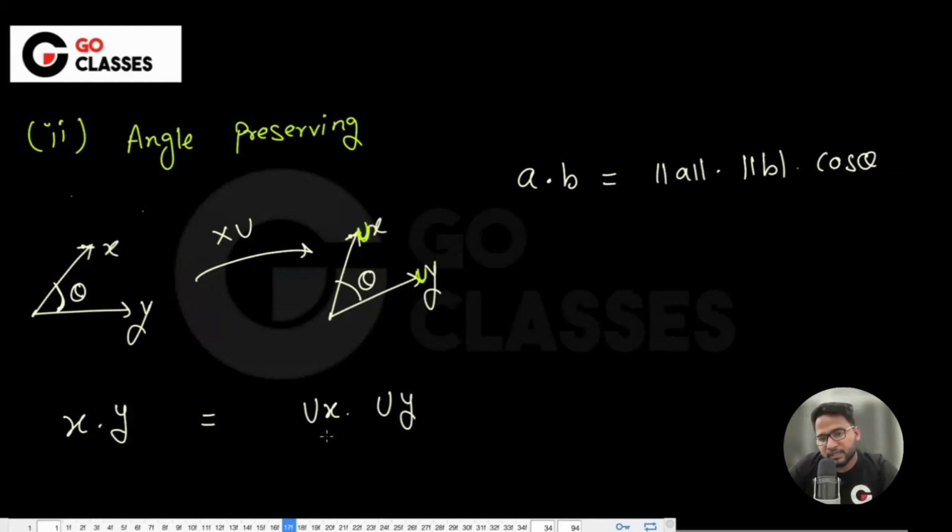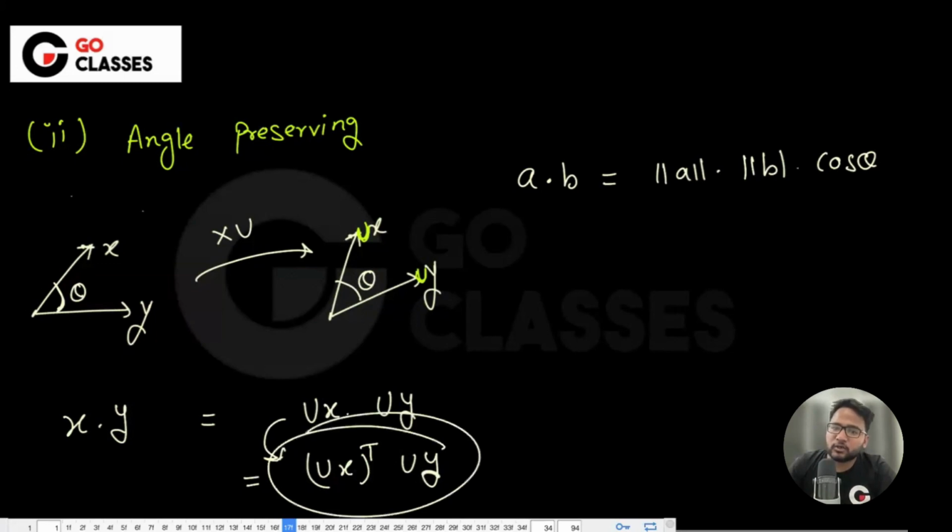See, this ux dot uy is nothing but ux transpose into uy. I mean, this dot product you can write in terms of the matrix. Okay, you can remove this dot and then you can write it as a matrix product. So these are the two matrices, you can understand like this. These two are the same.